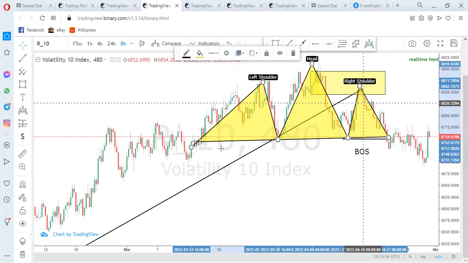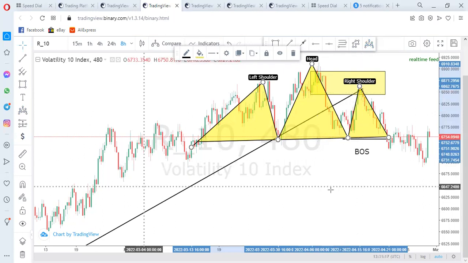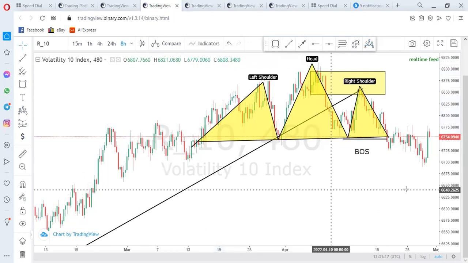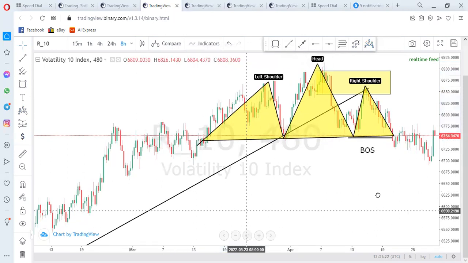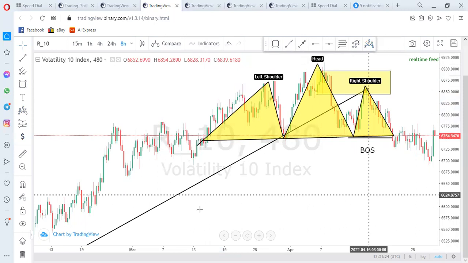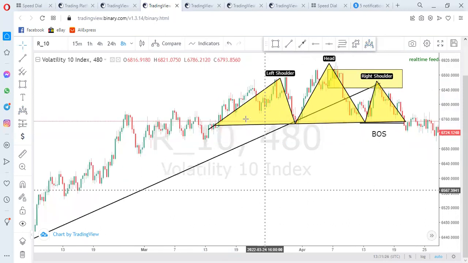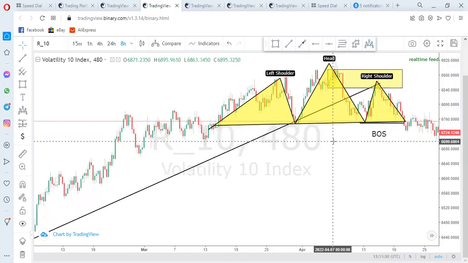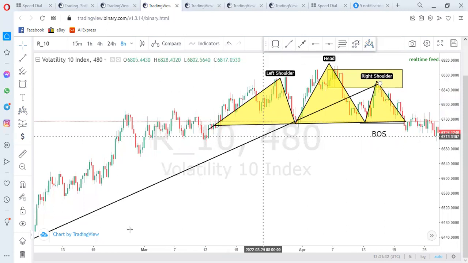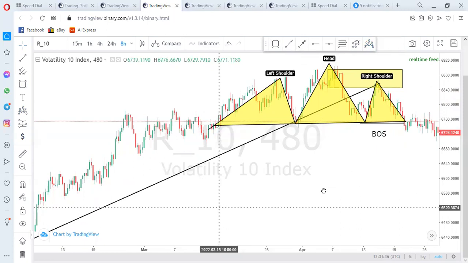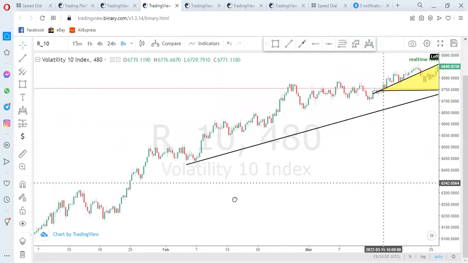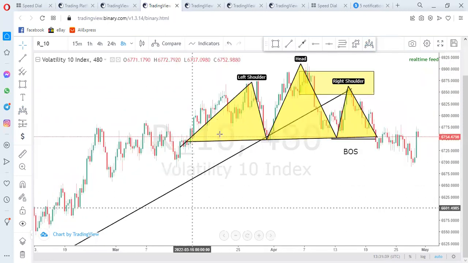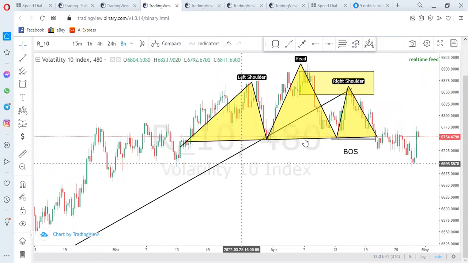And you can see when you have a head and shoulders on top of a trend, that signals a reversal in the market. And look at this trend that's been going for a very long time, more than a month, like I told you. And look at how the head and shoulders came in perfectly.